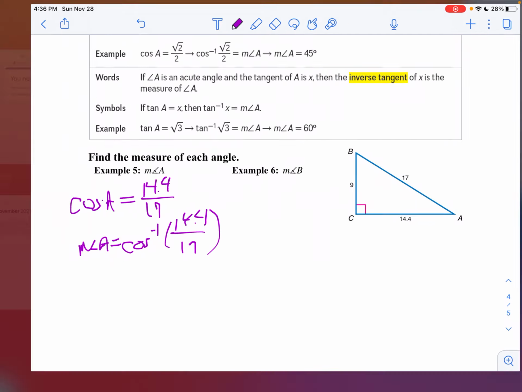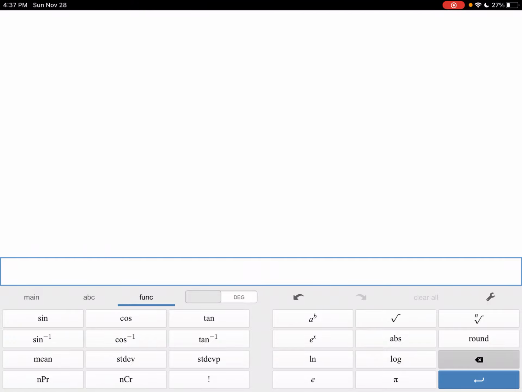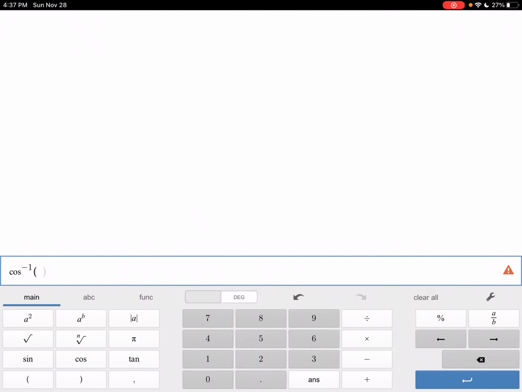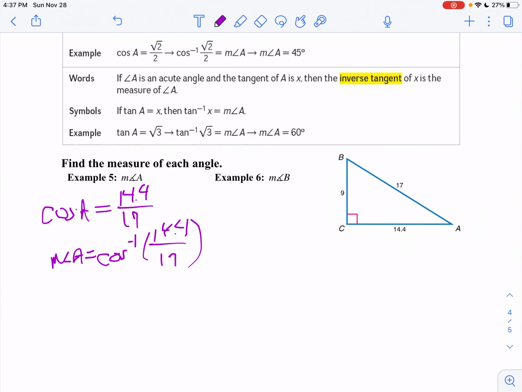So let's use our calculator, and on the Desmos calculator, the inverses are hidden. On the Alex calculator, you're going to see them right there. But I hit functions, and there you see in the middle row, in the second line I've got inverse cosine. So then I'm going to go with the inverse cosine of 14.4 divided by 17. And I'll round it to the nearest degree. Sometimes we'll round it to the nearest degree. Sometimes we'll say the nearest tenth of a degree. So I'm going to say 32 degrees. So the measure of angle A is going to be 32 degrees, about.